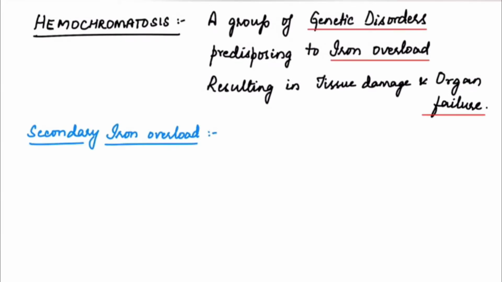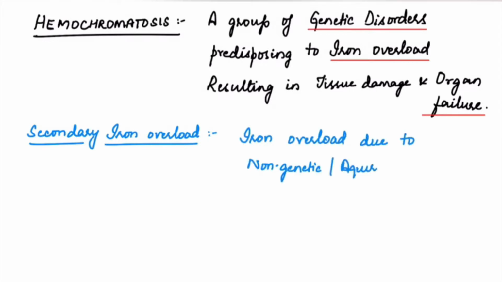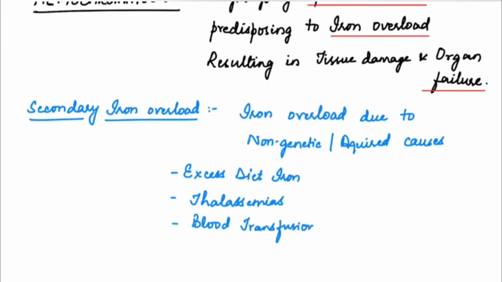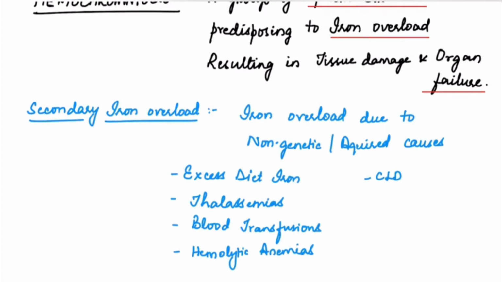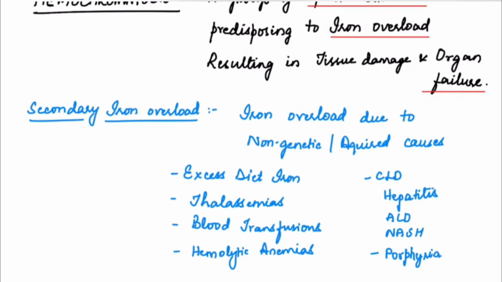Here there is an iron overload due to non-genetic or acquired causes like excess dietary iron, thalassemias, blood transfusions, hemolytic anemias, and chronic liver disease because the iron storage capacity of the liver is lost and iron is released outside, leading to secondary iron overload. This includes hepatitis, alcoholic liver disease, non-alcoholic steatohepatitis, and also in porphyria cutanea tarda.